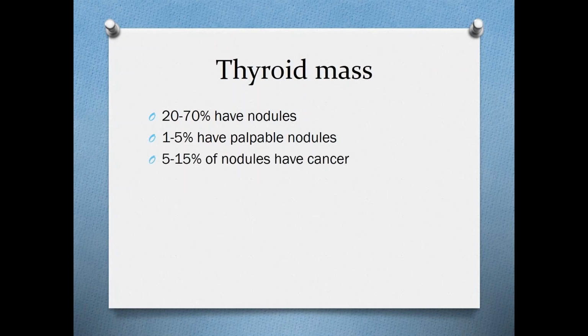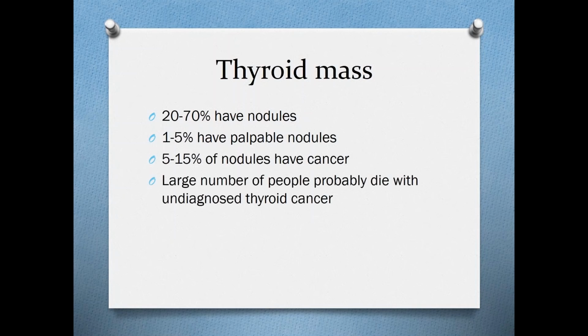5 to 15% of all nodules will have cancer. So not a high number, and not all cancers are nasty. So a large number of people will go undiagnosed in their lifetime. And that's where VOMIT syndrome comes in, victim of medical imaging technology. So you have a scan for something else like globus, and now you've got a nodule and you've got to go down that whole path.